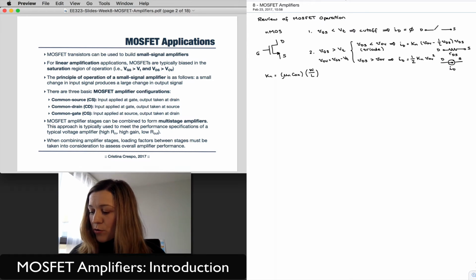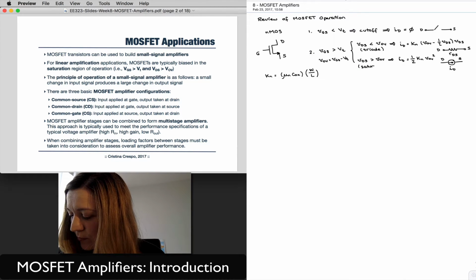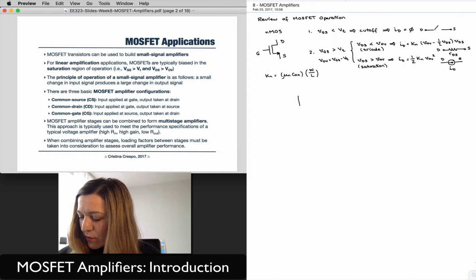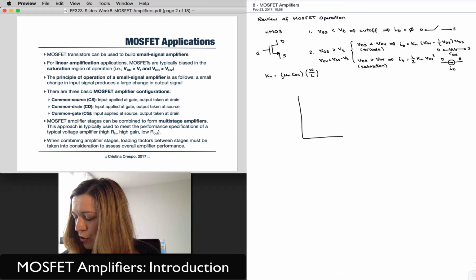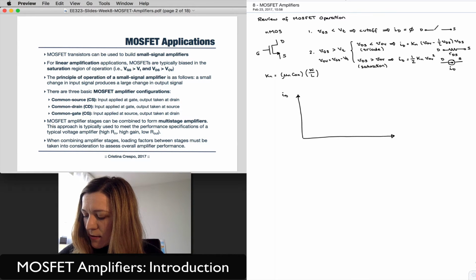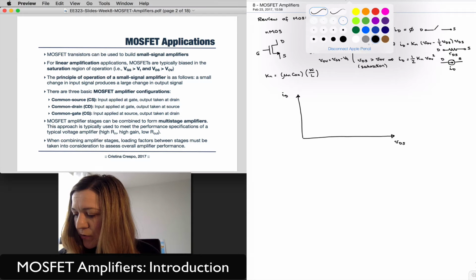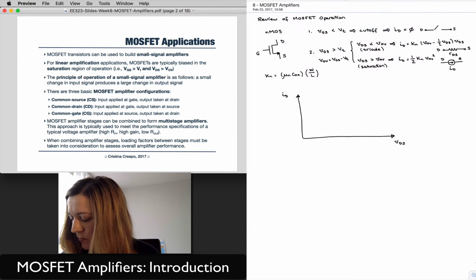And so those will be the three regions of operation. I didn't label the saturation. I'm going to redraw the family of curves of output current ID versus output voltage VDS so that we can clearly see the three regions of operation. In one case, we will have the cutoff region of operation, where the current is equal to 0.